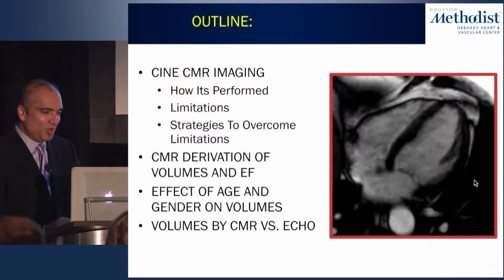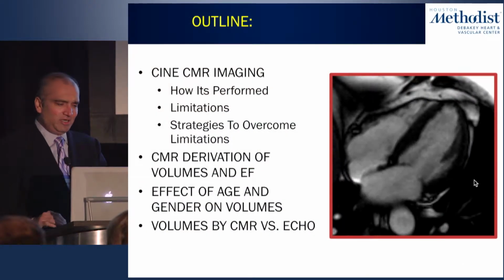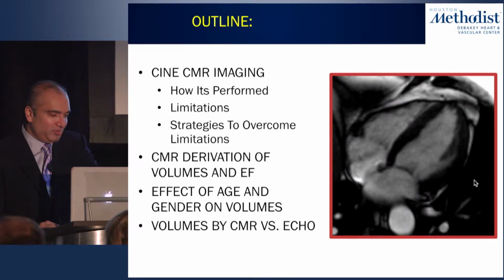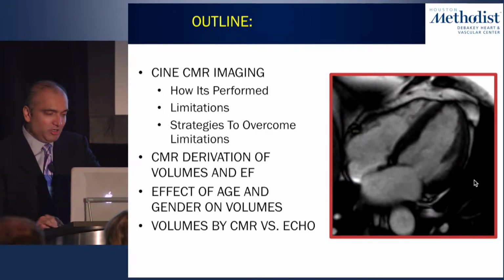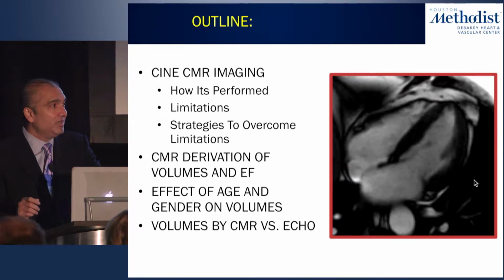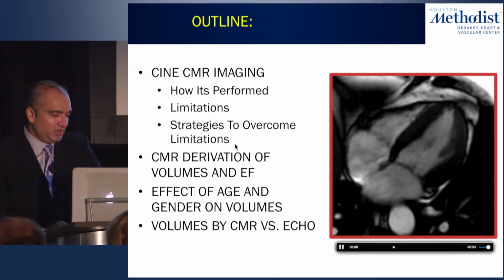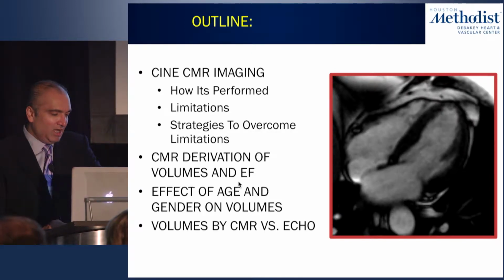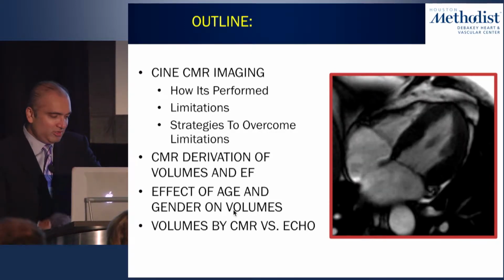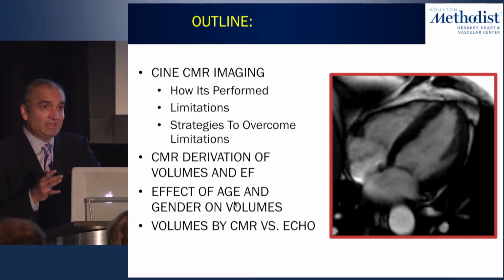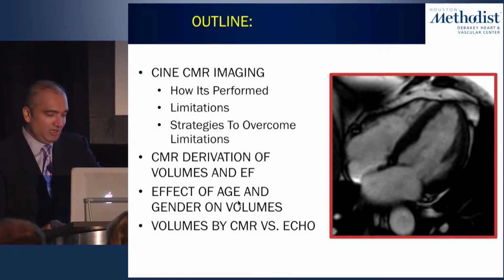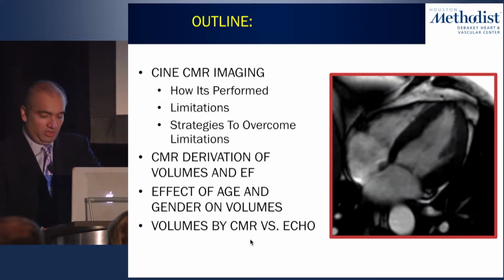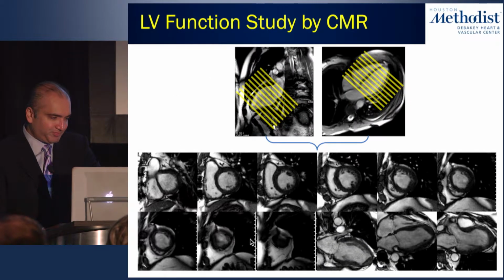So what I'm going to try to do here in the next 15 minutes or so is talk a little bit about how cine CMR is performed, also touch on limitations and strategies that we can employ to try to overcome these limitations, talk about how we actually generate volumes and ejection fraction, and then, similar to what Roberto touched on earlier, go over the fact that there may be differences between age and gender, and then lastly see how volumes by CMR compare with volumes by echocardiography.